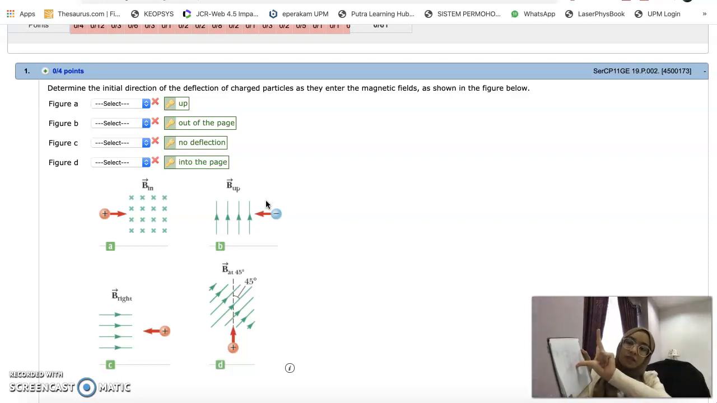Now, this is a negative charge. If my right-hand rule says it's going into the page, which means that it will be the opposite, which is out of the page. And this is the answer.